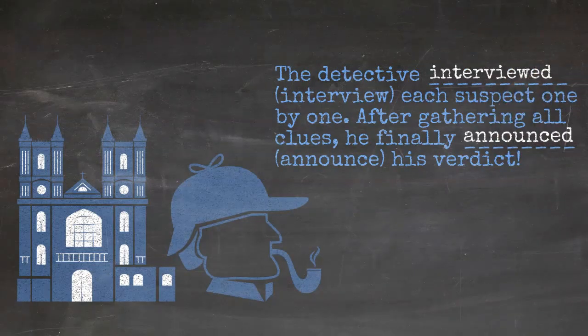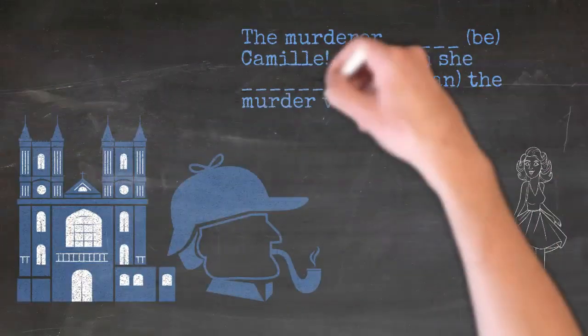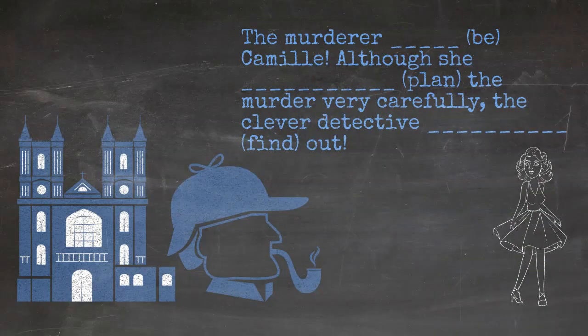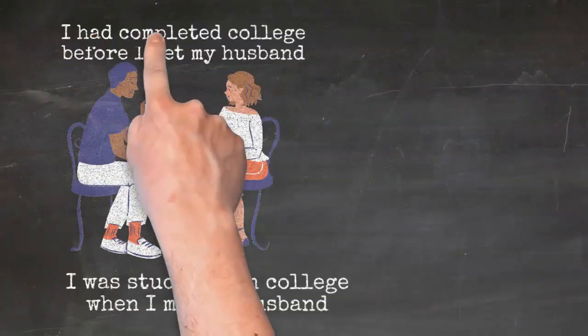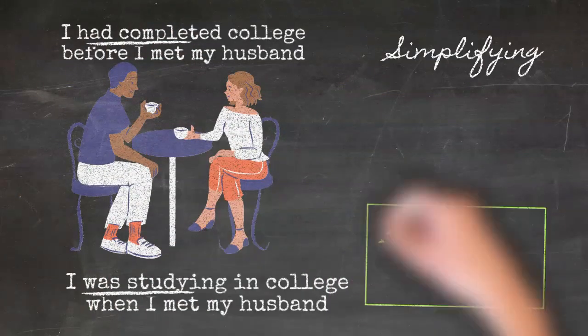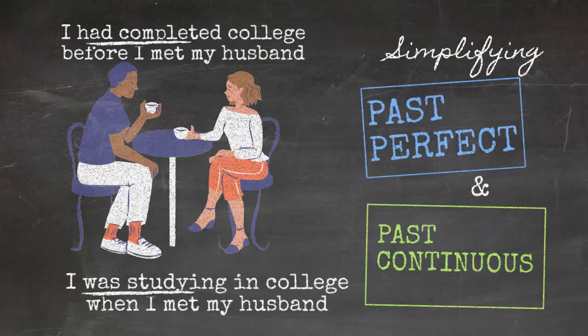The detective interviewed each suspect one by one. After gathering all clues, he finally announced his verdict. The murderer was Camille. Although she had planned the murder very carefully, the clever detective found out. And that's how we use the past continuous and past perfect.